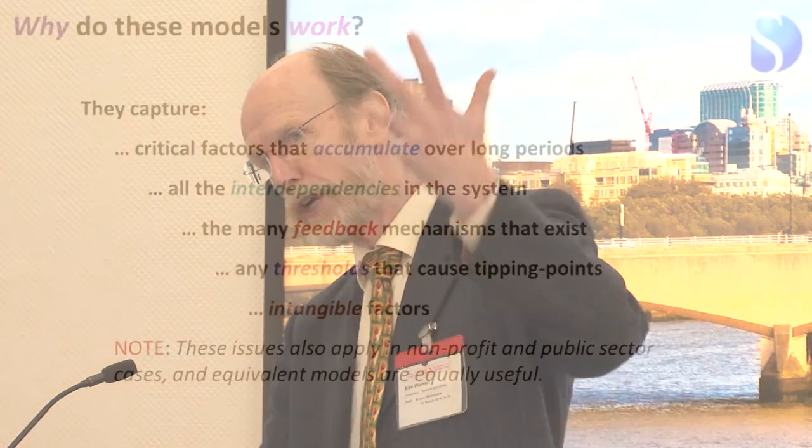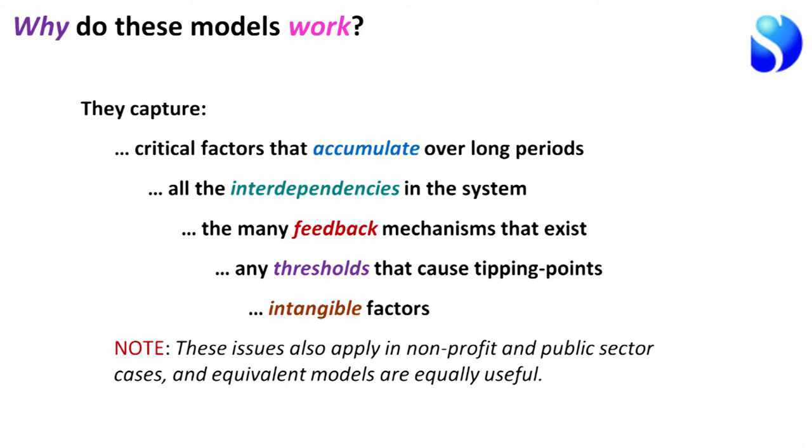Why do these models work? There are some things about the real world that are just a bit complicated for the human brain to get their head around. There are things that accumulate over long periods of time, like those things in Rod's customer pipeline, for example. There are interdependencies between the staffing and the contractors and the financials and the projects in Rod's case. And that gives rise to feedback. So things start rolling and then they kind of run away from you, sometimes in a good way, sometimes in a bad way.